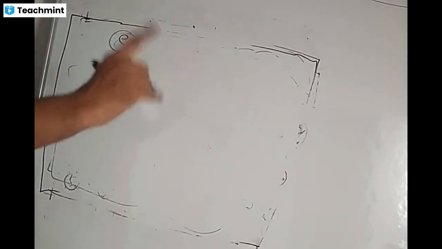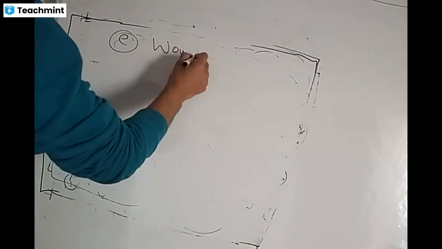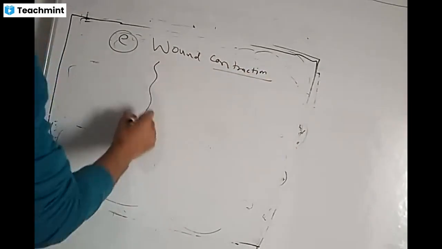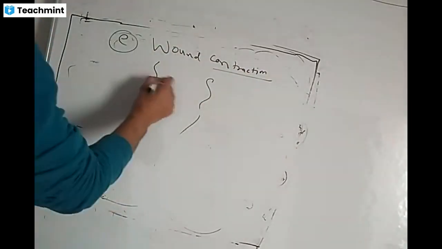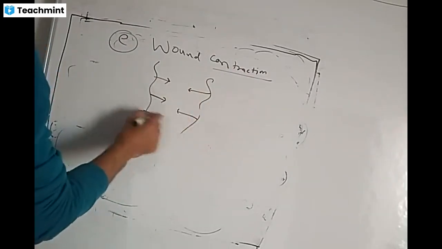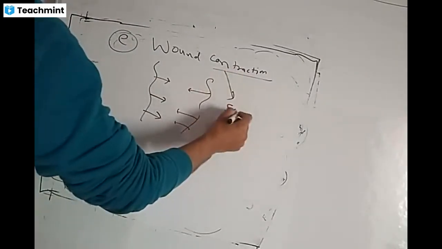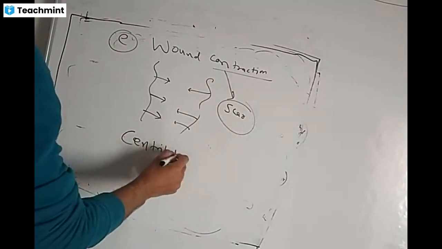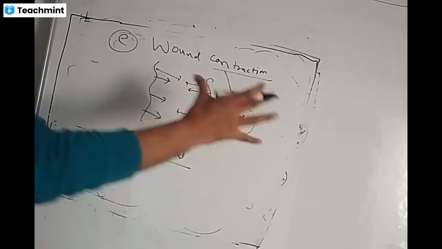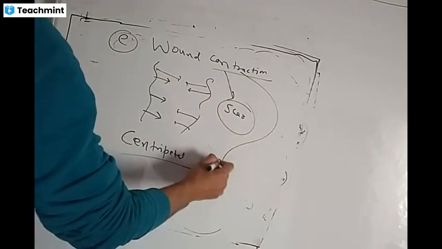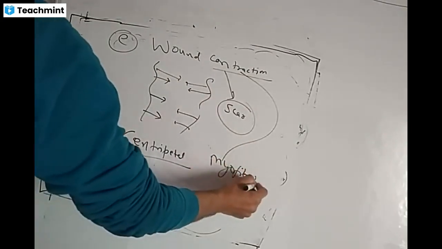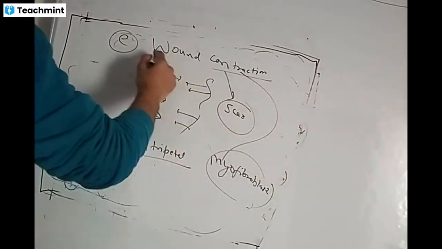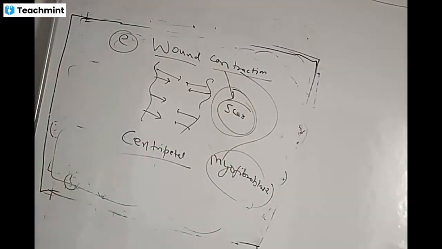The last part of the repair is the wound contraction. It means the wound edges which were far apart, they will come near to each other. That may lead to formation of the scar. And this wound contraction is centripetal towards the center. And this wound contraction is because of which cells? Myofibroblast. Myofibroblast helps in contraction and it is centripetal and it may lead to formation of a scar.